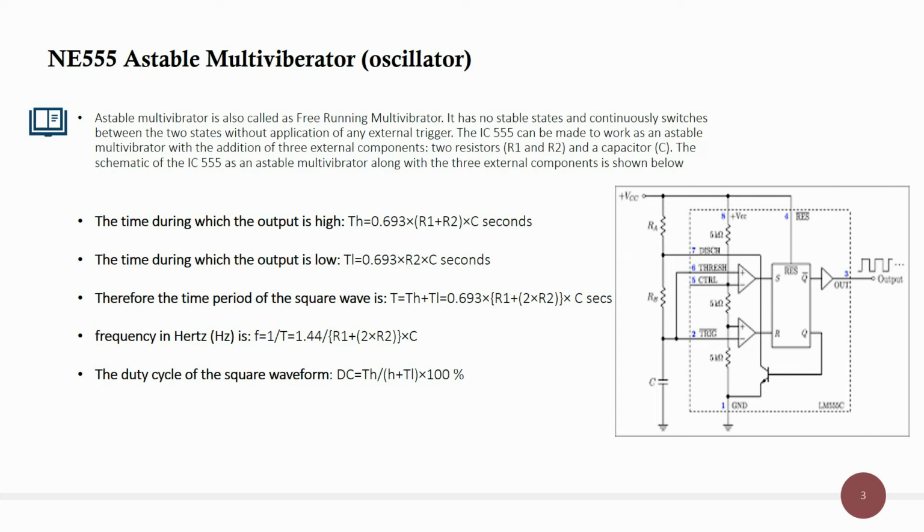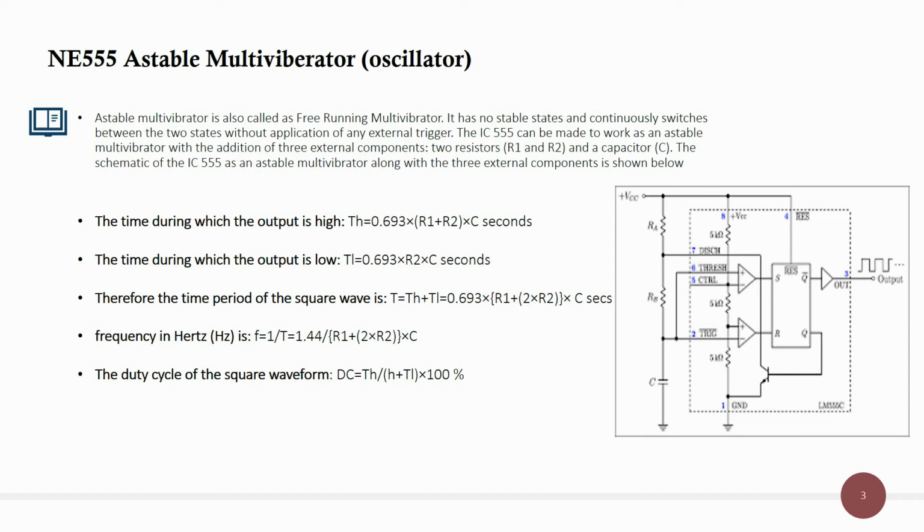Astable multivibrator is also called a free-running multivibrator, also known as an oscillator. Oscillator because it will produce continuous pulses and it has no stable states. Also, it will continuously switch between two states without application of any external trigger.